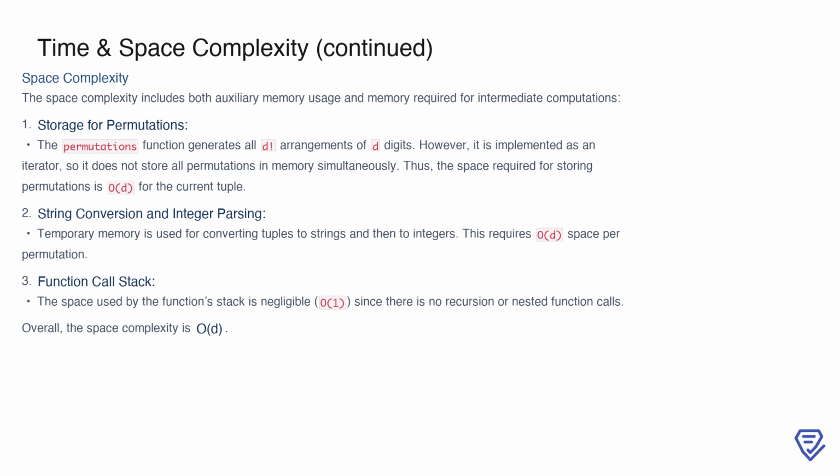Additionally, temporary memory is allocated when converting tuples to strings and subsequently to integers, which also requires O(d) space per operation. The function itself does not involve recursion or deeply nested calls, so the function call stack usage is negligible, contributing only O(1) space. When we combine these factors, the overall space complexity of the solution is O(d), which is determined by the storage requirement for intermediate computations like string conversions and the current permutation.